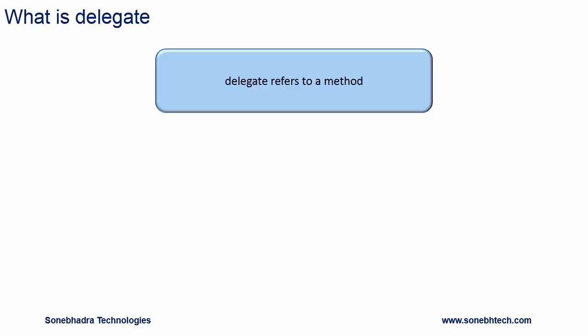What is delegate? Delegate refers to a method. We can declare delegate same as method using delegate keyword. Then we can create delegate instance using delegate, which refers to a method. Delegate and method both should have same signature. The delegate instance can be used for invoking the method referred by delegate. So delegate provides the way to encapsulate the method.